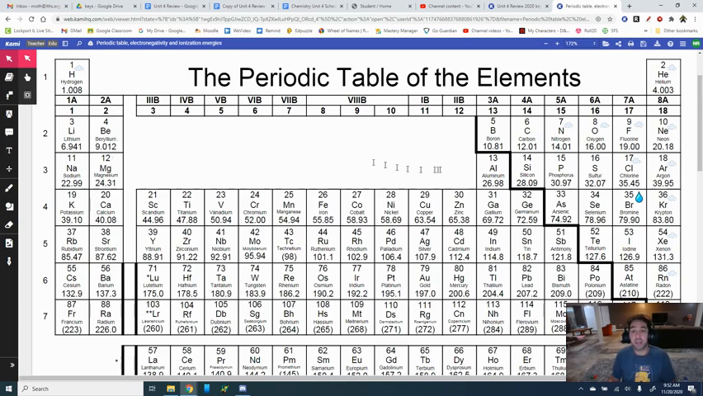Okay. Next group does not have a name, but it does form a +3 charge. Next group you guys don't have to worry about. Next group, group 5, also doesn't have a name, but they form -3 anions. Next group also doesn't have a name, but it forms -2 anions. Next group is the halogens. Group 7 is the halogens.